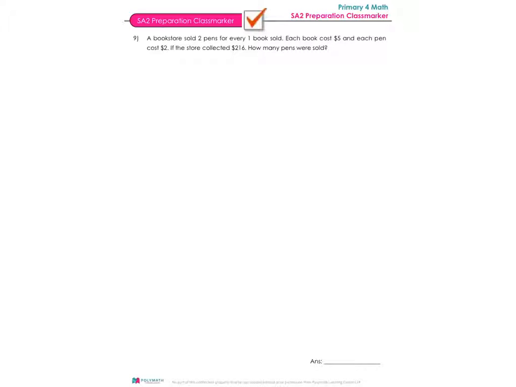A bookstore sold 2 pens for every 1 book sold. Each book costs $5 and each pen costs $2. If the store collected $216, how many pens were sold?